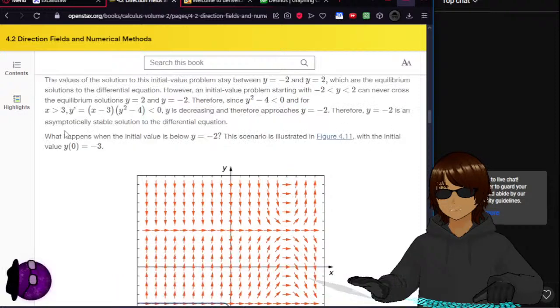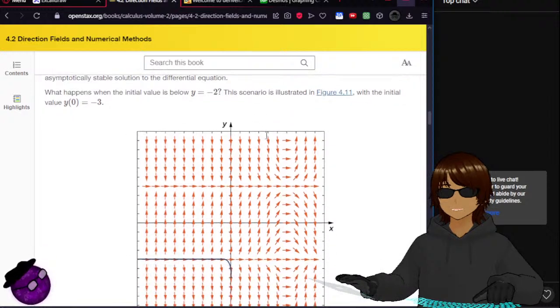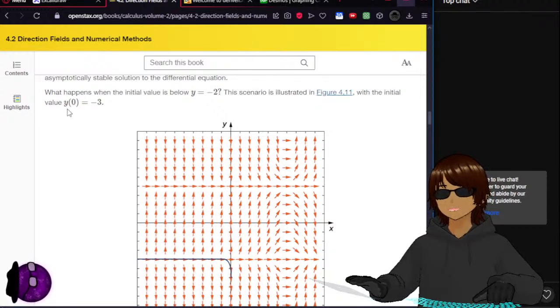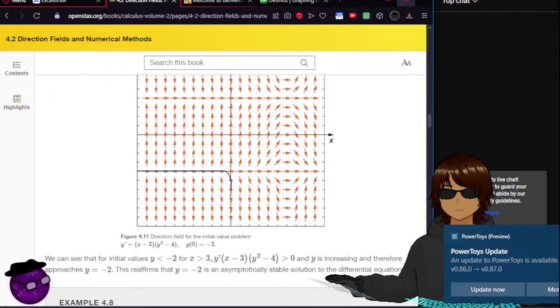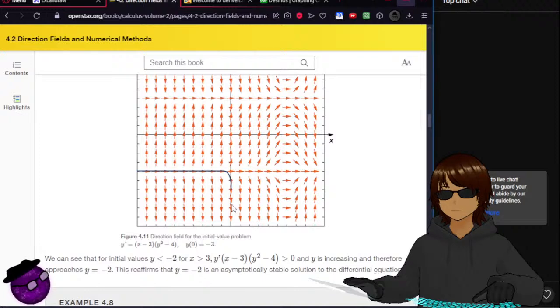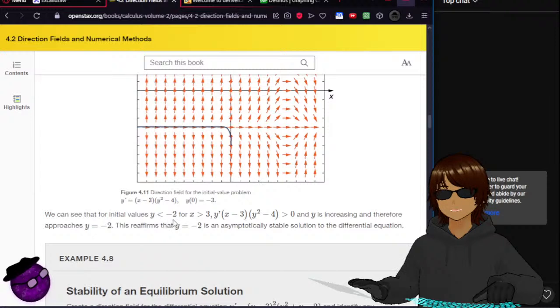What happens when the initial value is below y equals -2? The scenario is illustrated in figure 4.11 with the initial value y0 equals -3. We can see that for initial values y less than -2, for x greater than 3, the derivative is more than 0.